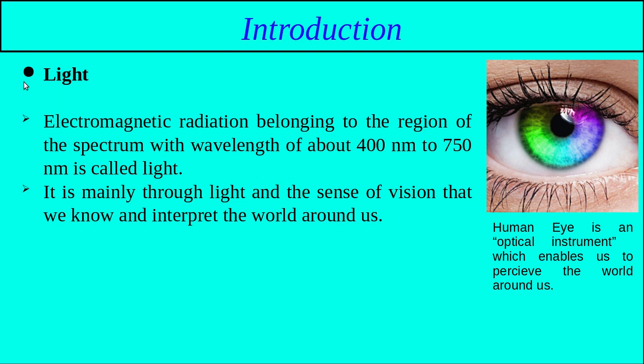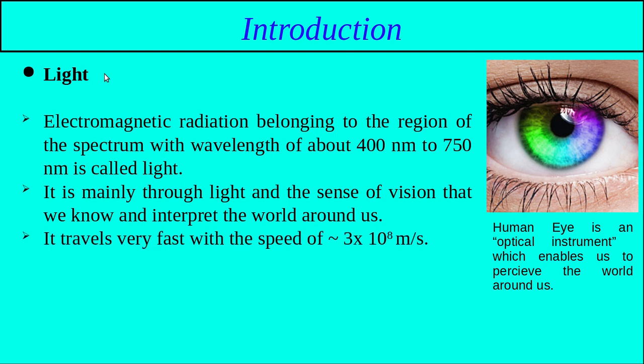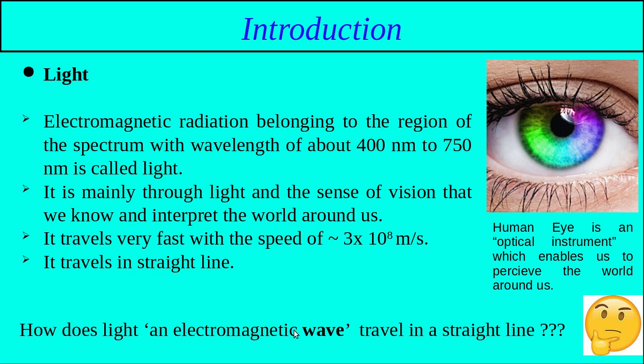Now what do we know about light? We know that light travels very fast with a speed of 3 into 10 to the power 8 meters per second, and it travels in a straight line. But how so? It is an electromagnetic wave. So how does a wave travel in a straight line? The answer is simple.